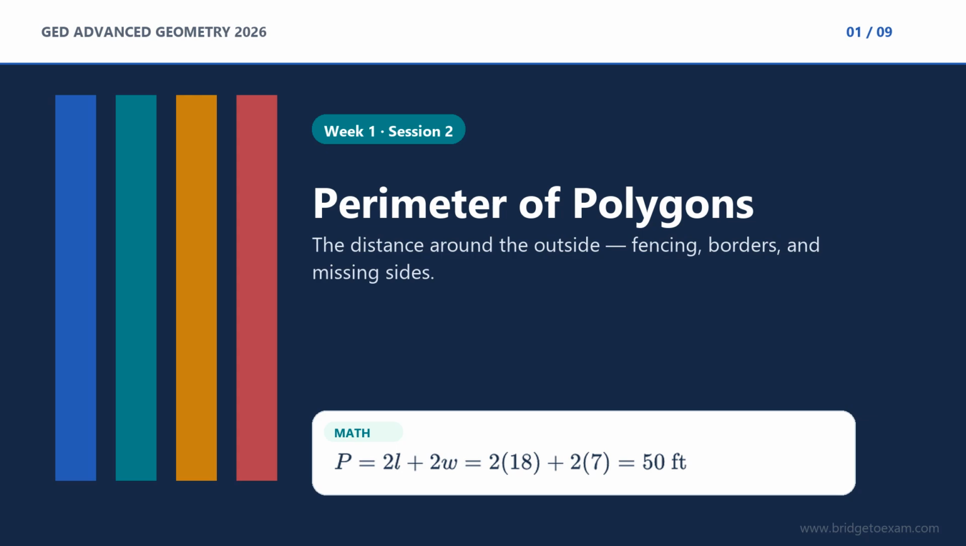Perimeter is simply the total distance around the outside of a flat figure. It shows up all the time on the GED. Fencing a yard, framing a picture, adding trim, or finding a missing side. By the end, you will handle every one of these with confidence.